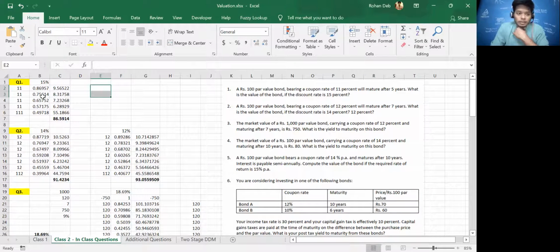Another thing, let's get to the next question and see. Okay, so I think the second question will also be the same. It's just given you 7 years and then 2 discount rates. So you can expect a question of this kind.